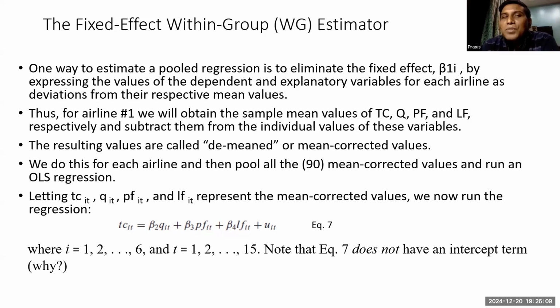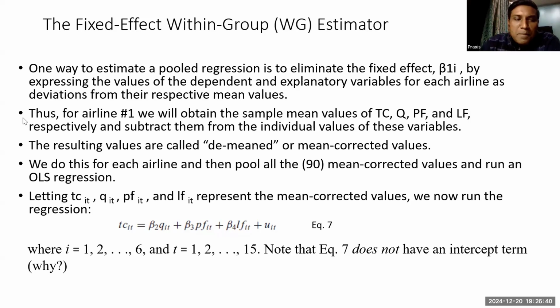There is one more version where we say fixed effect between group. In that case, what do we do? From each individual observation, we deduct what? The average of all the groups, that is, all the individual companies. That is called fixed effect between group, but it is not a very popular approach. Generally, it is not used. This one is used: the fixed effect within group model, right?